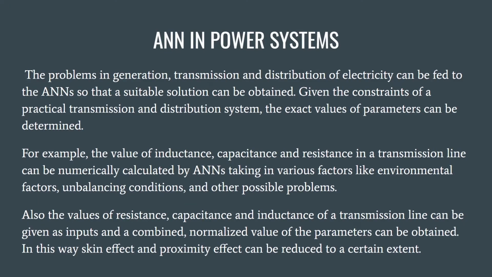ANN in power systems. The problems in generation, transmission, and distribution of electricity can be fed to the ANNs so that a suitable solution can be obtained. Given the constraints of a practical transmission and distribution system, the exact values of parameters can be determined. For example, the values of inductance, capacitance, and resistance in a transmission line can be numerically calculated by ANN, taking in various factors like environmental factors, imbalanced conditions, and other possible problems.